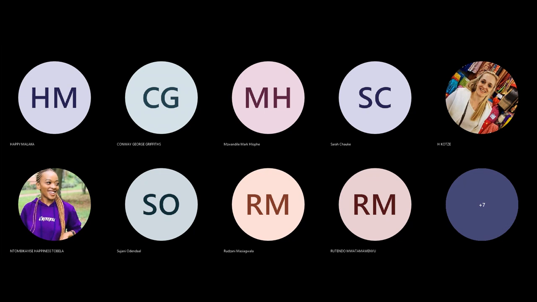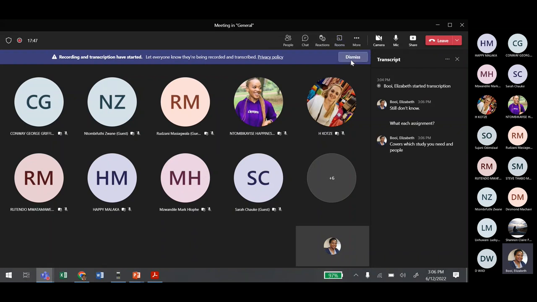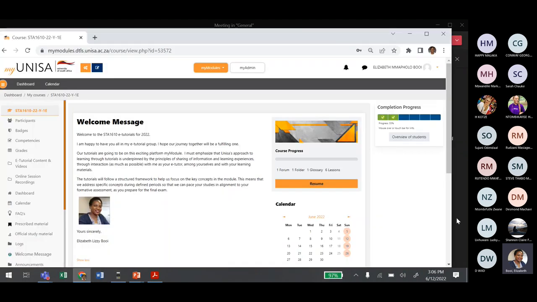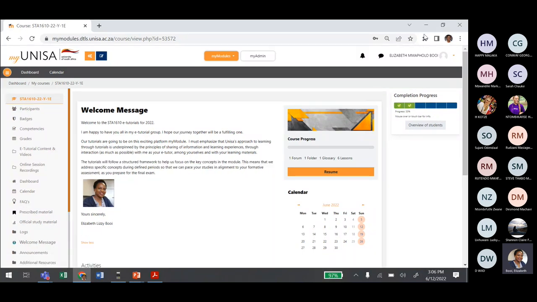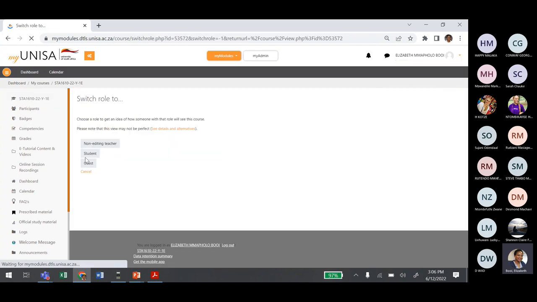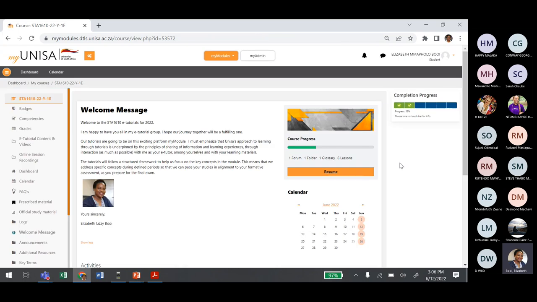People still don't know what each assignment covers, which study units, and where to find the information. Before we start the session, I just want to share with you where you can find all the other information, in case people are still not aware of where everything is. I just want to switch the role to a student so that you can see what you will be seeing.